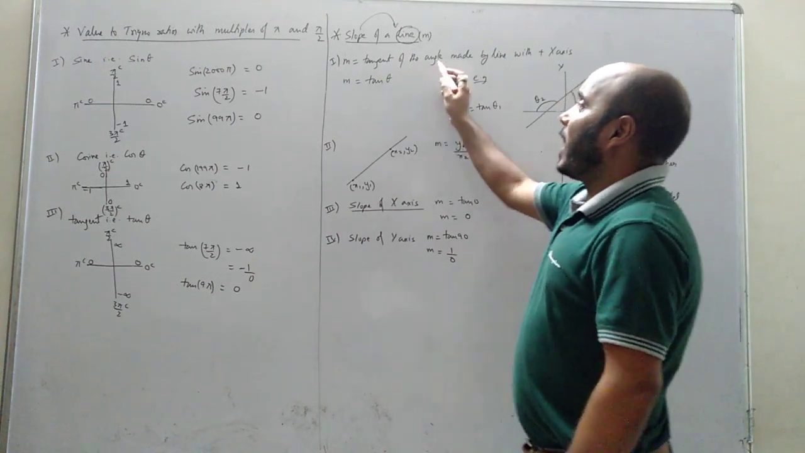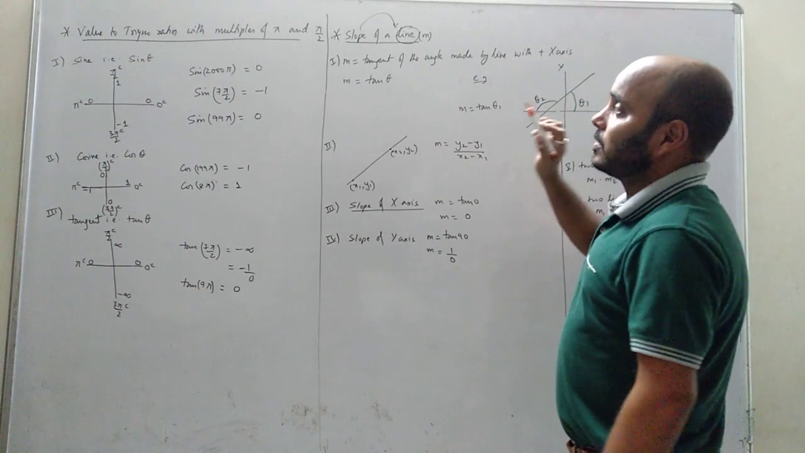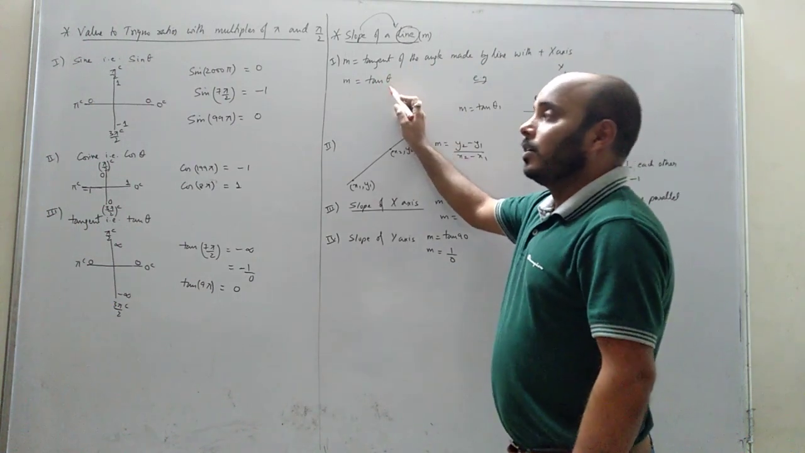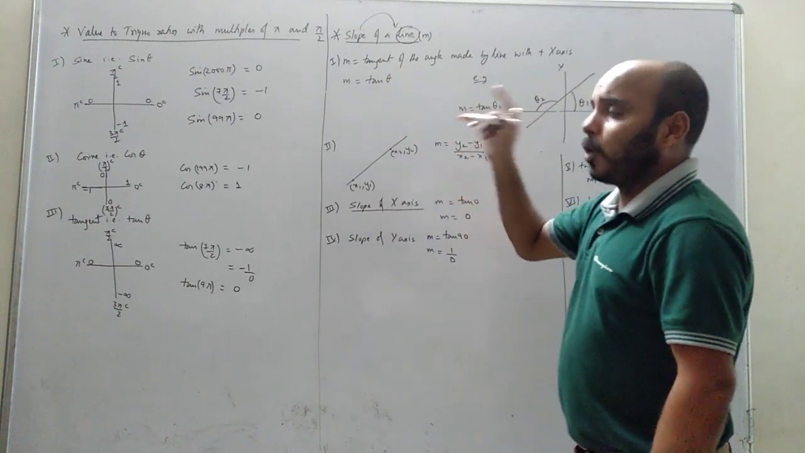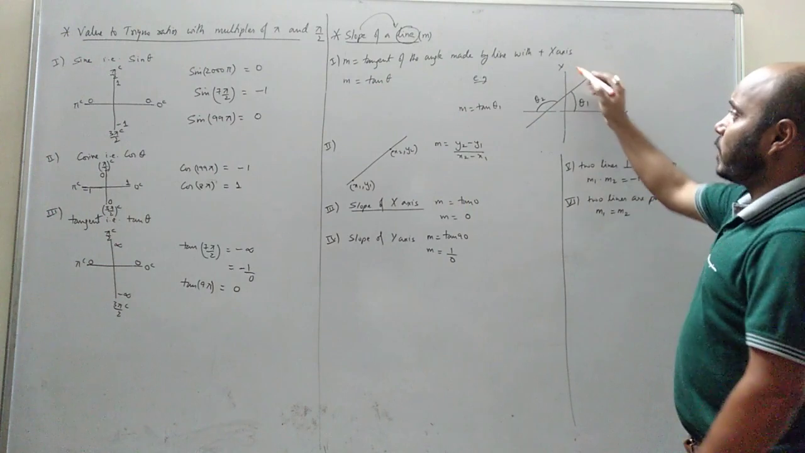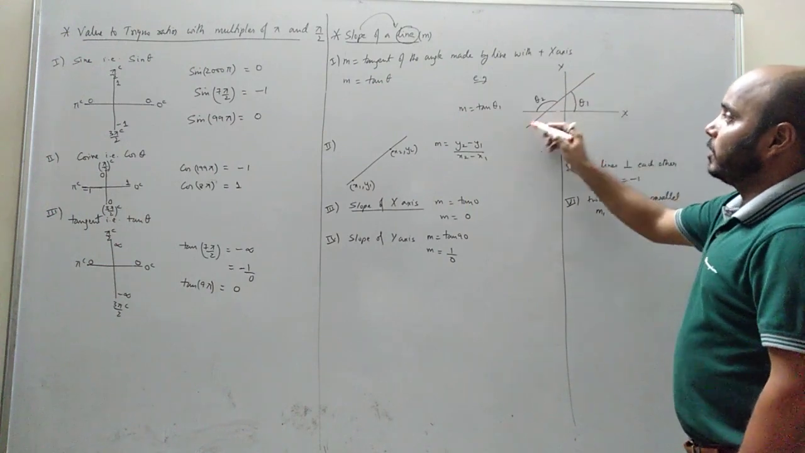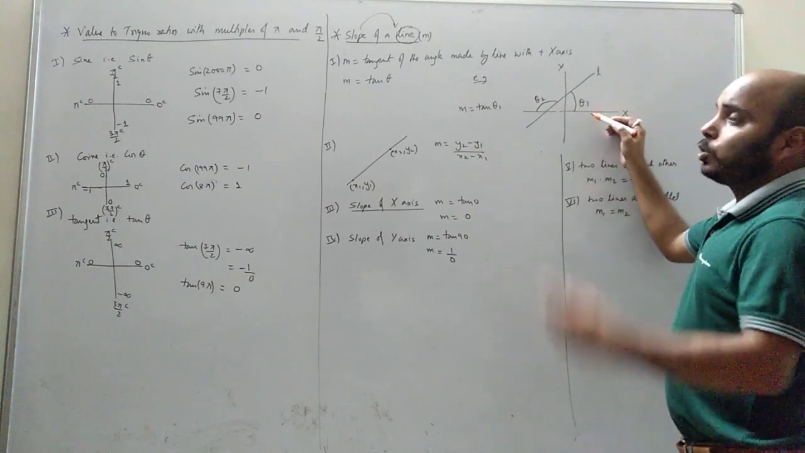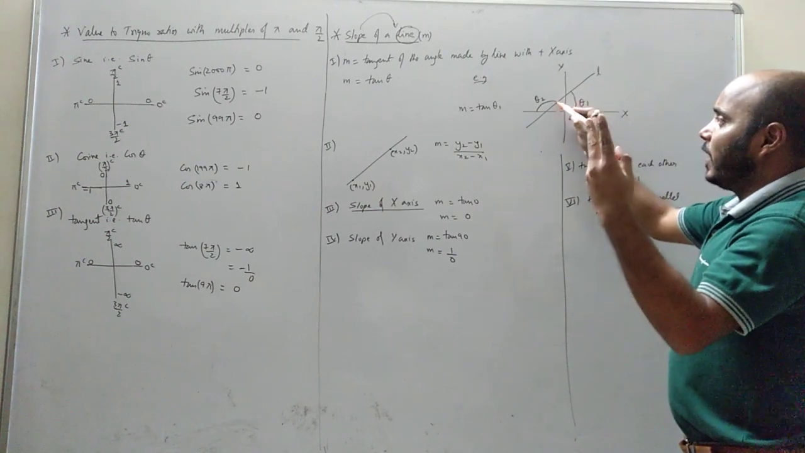So tangent of the angle made by the line with the positive x-axis. That means tan theta, where theta is the angle made by the line with the positive x-axis. Okay, let's take an example. This is the x-axis, this is the y-axis. This is a line, for example, the line L. This line L with the x-axis makes two angles, theta 1 and theta 2.